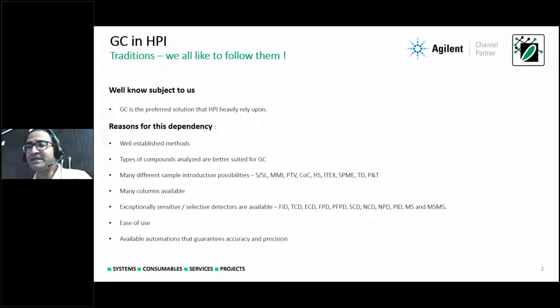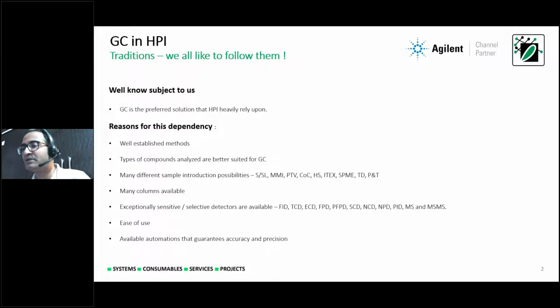To analyze these many different compounds, there are many different sample introduction techniques that are available. So a typical inlet like a splitless inlet, maybe the multi-mode inlet, the programmable temperature vaporization, the PTV inlet, the cool on-column inlet, which we call a COC inlet. These typical inlets are available. Besides the inlets, what else is available are the typical sampling instrumentation. So the headspace is available for us to do the analysis of VOCs.